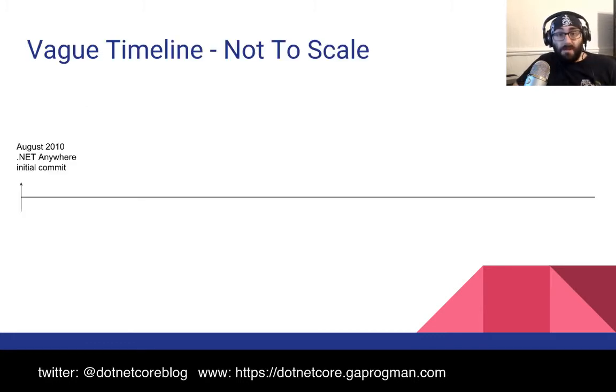So here is a very, very vague timeline with only a few key moments on it, and it is definitely not to scale. August 2010, .NET Anywhere is committed to GitHub. Around March 2017, WebAssembly 1.0 is released.